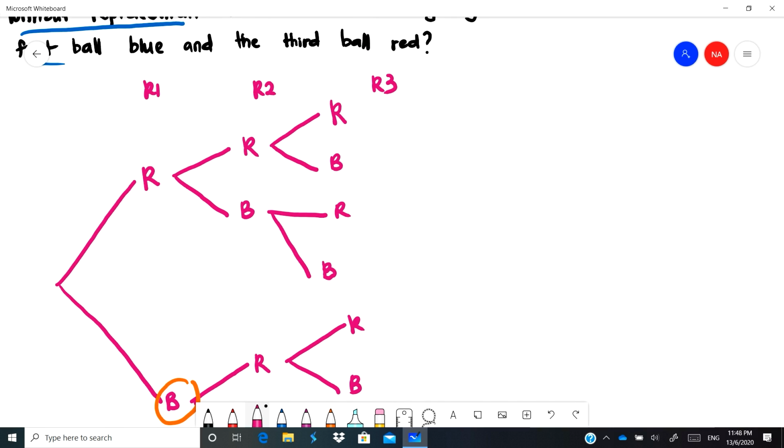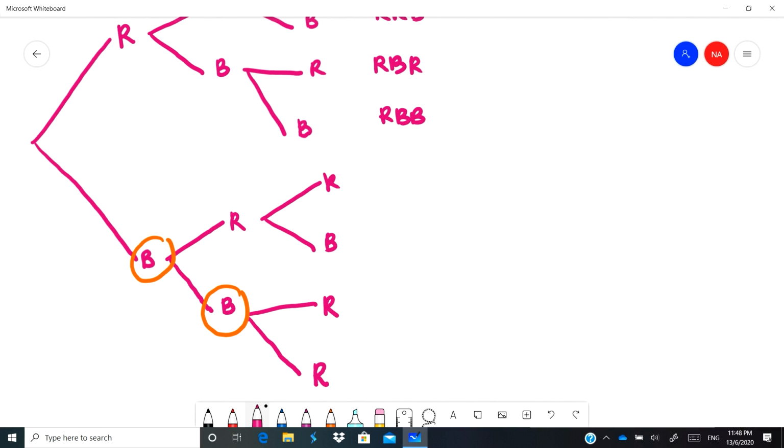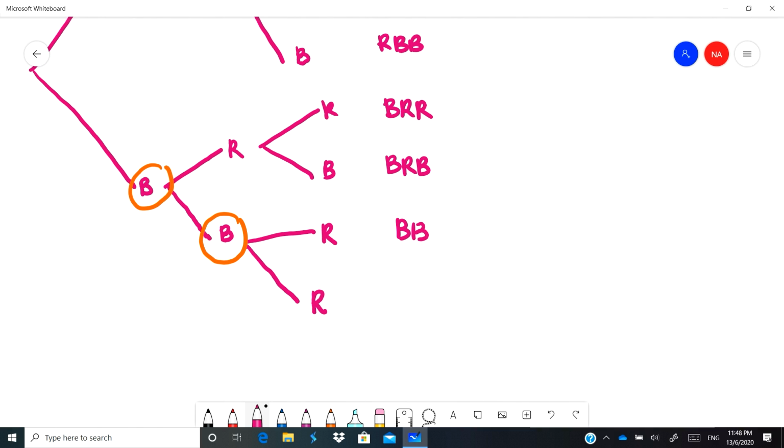It can be red red red, red red blue, red blue red, and red blue blue. Then we have blue red red, a blue red blue, and then we have blue blue red.